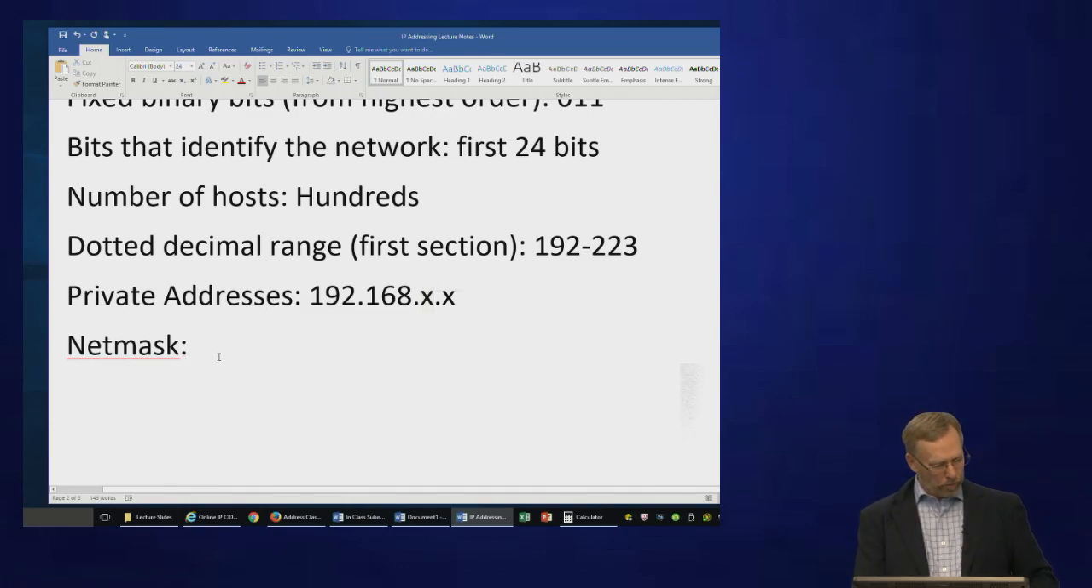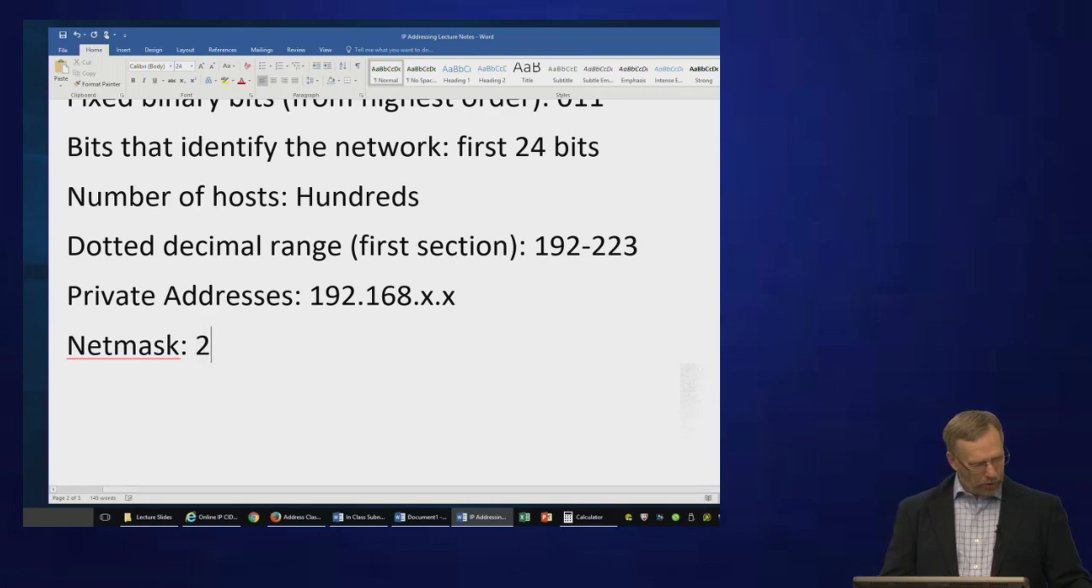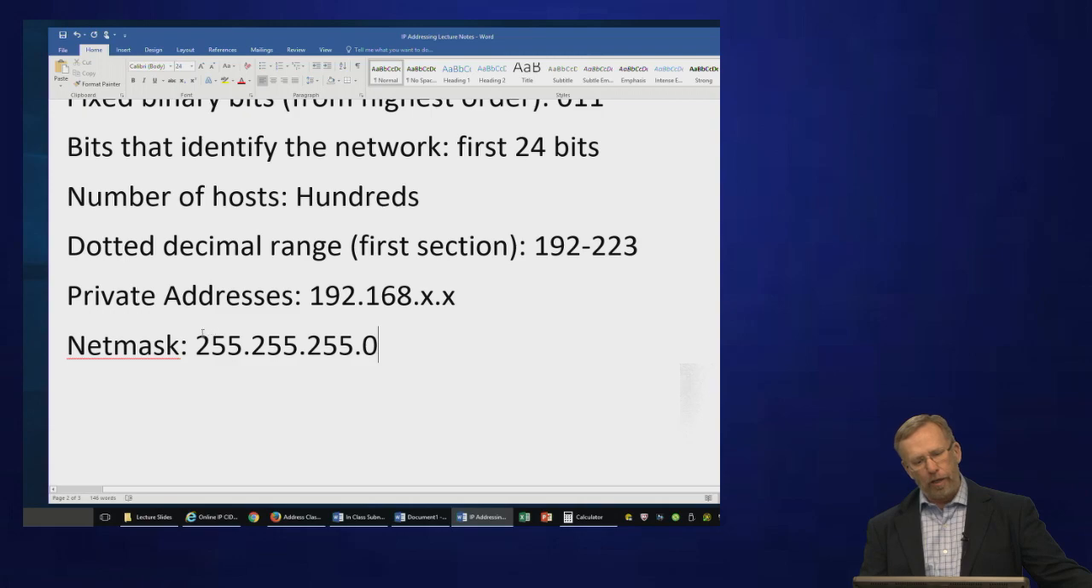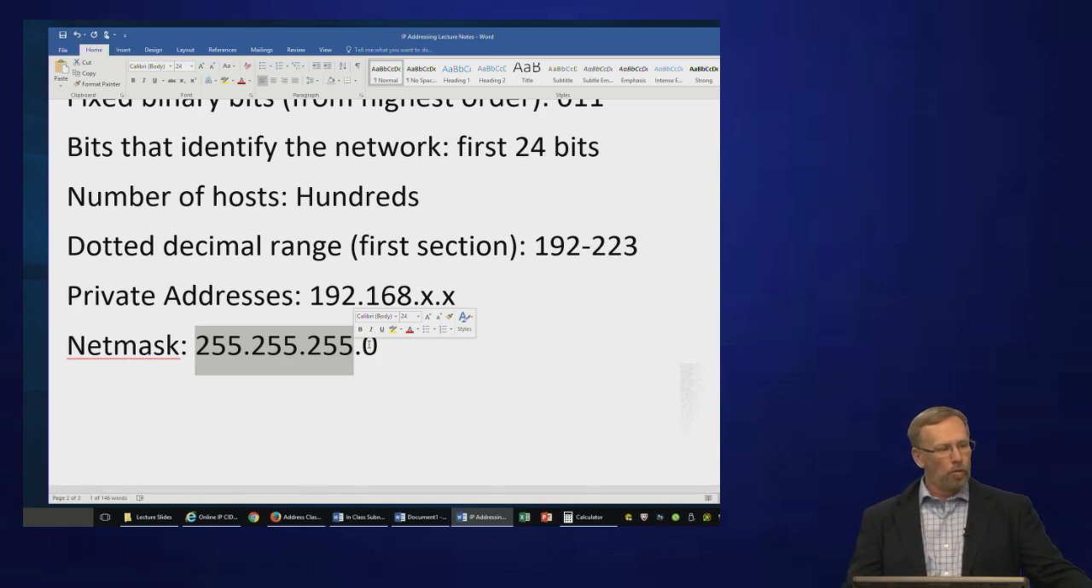And the net mask is 255.255.255.0. And if you were to break that down into binary, we would have 24 ones and 8 zeros. And that's the way we did addressing up until early in this century, when we started to exhaust our available IP address. So IP addressing was a US-centric thing.